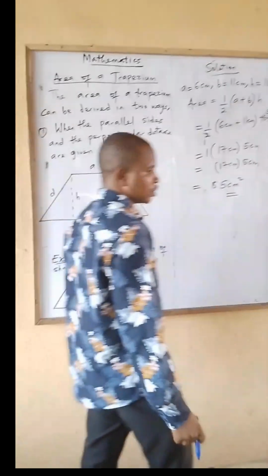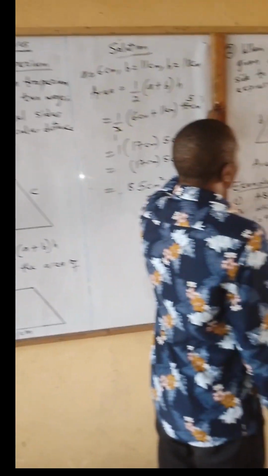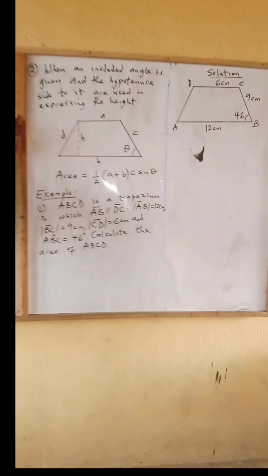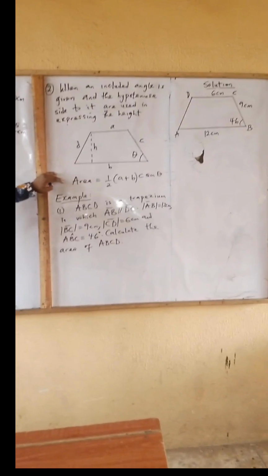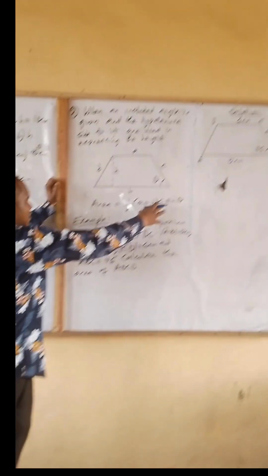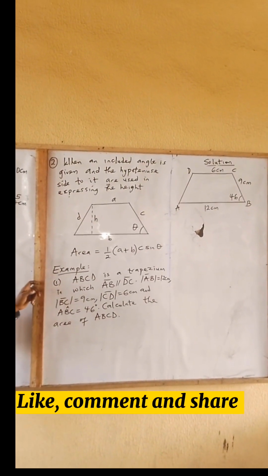Then the second condition, when an included angle is given and the hypotenuse side to it is used in expressing the height. So the area will be 1 over 2 into bracket (a plus b), close the bracket, then we have c sine theta. So let's solve this example.